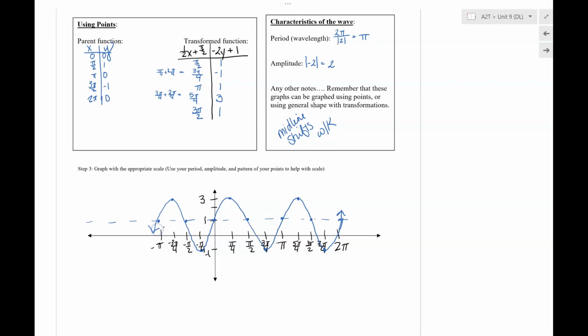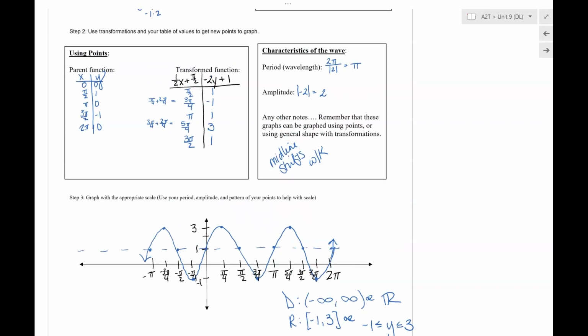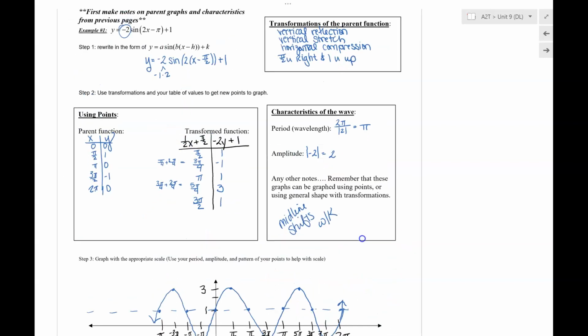Okay, there we go. The domain is all real numbers, or negative infinity to positive infinity. Unless we restricted it, there's really no way for it to be anything else. And then the range is going to be from negative 1 to 3, or we can say negative 1 less than or equal to y less than or equal to 3. And again, it's inclusive. We have to have that equal to those brackets because those are our maximum minimum values. Awesome. All right, so that's sine.